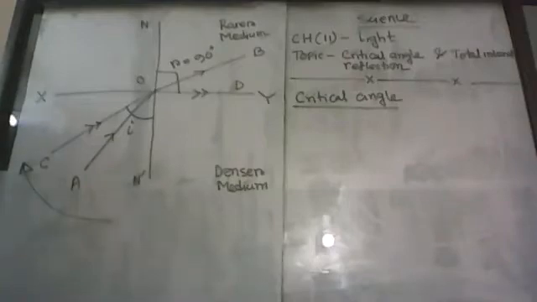Then, the angle of incidence I got here in the denser medium, this angle of incidence is known as the critical angle. I repeat, the angle of incidence I got here in the denser medium is called the critical angle. So, what is called critical angle?